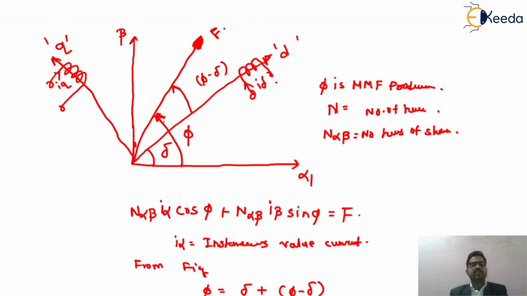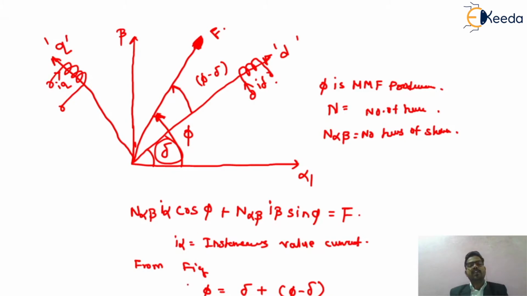So what do you mean by this term? If you want to get the value of this phi, total phi is equal to what? That is delta plus phi minus delta, because this will be the total phi, since phi is basically the MMF produced by your winding.